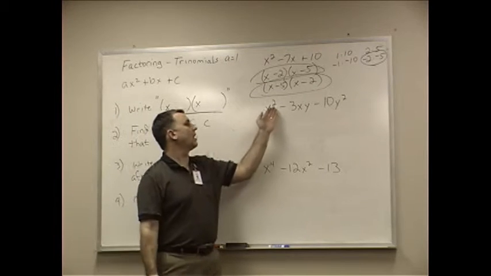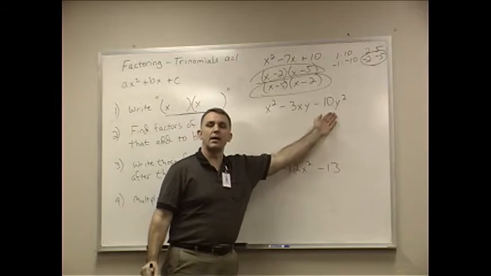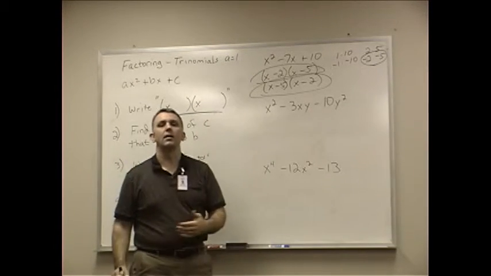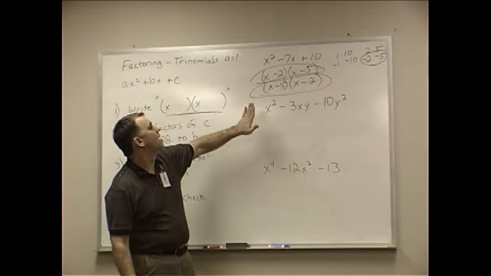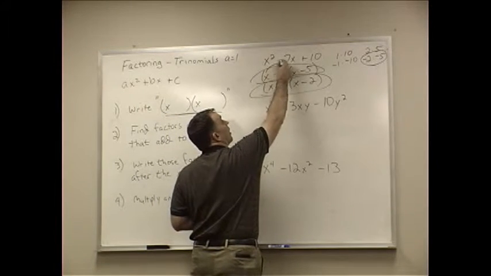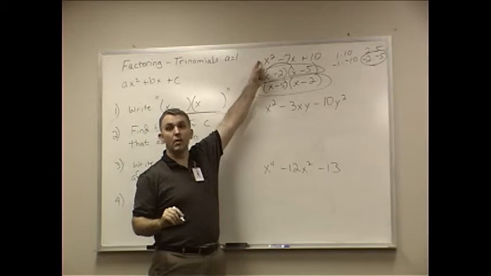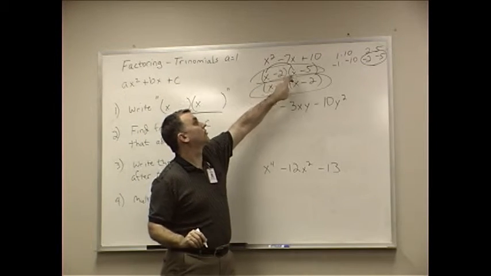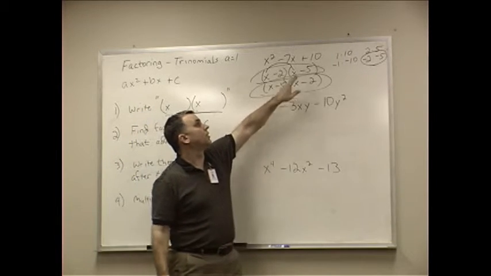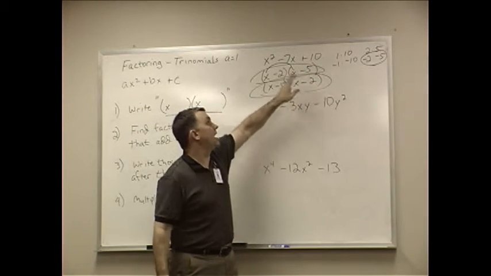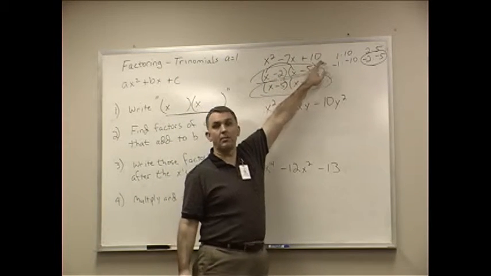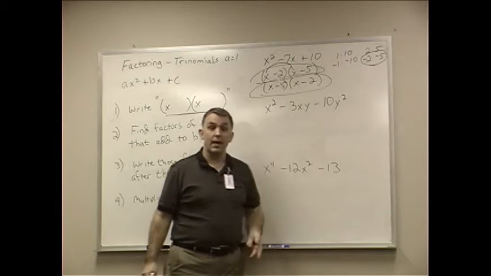Okay, now I've got x squared minus 3xy minus 10y squared. And all I have to do is say, oh, but wait, there's y's. Yes, we can do it if there's y's. If you look at the x squared in the front, x times x gives me x squared, doesn't it? So the first terms in the binomials are where the x squared comes from. If you look at the last term, the positive 10, it comes from the negative 2 times the negative 5. Negative times negative is a positive, and that's where the 10 comes from.